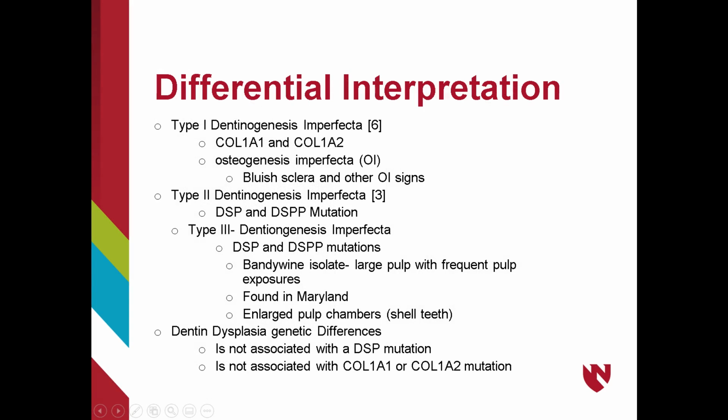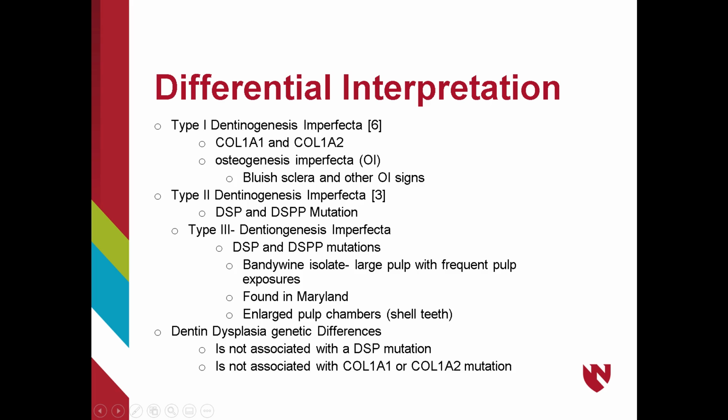The only differential interpretation for dentin dysplasia is dentinogenesis imperfecta. Both abnormalities can present with obliterated pulp chambers and abnormal tooth color. There are several forms of dentinogenesis imperfecta, each with their own etiology. Type 1 dentinogenesis imperfecta is a consequence of a mutation of COL1A1 and COL1A2 genes. This mutation also causes osteogenesis imperfecta.